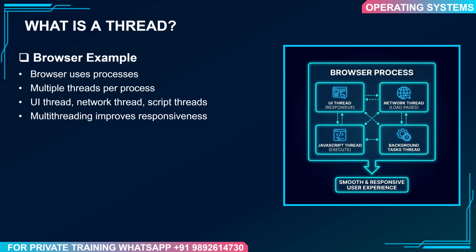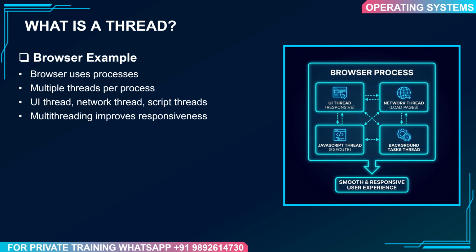Let us connect this idea with something you use every day. Think about a modern web browser. When you open a browser, the operating system typically creates one or more processes for it. Within each browser process, multiple threads run concurrently. For example, one thread may handle the user interface so the browser stays responsive. Another thread may manage network communication to load web pages, and other threads may execute JavaScript or handle background tasks.